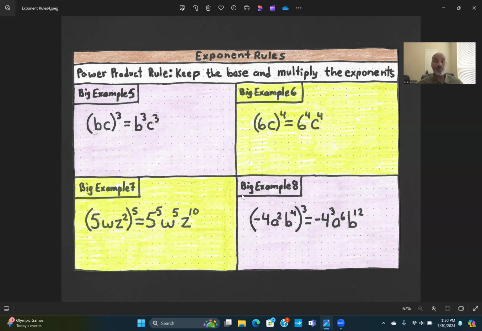Okay, you have been given quite a bit of information. I wouldn't blame you if you need to pause the video and just take a look at the 4 big examples if you like, or replay this video as many times as you need to gain a deeper understanding of the power product rule.